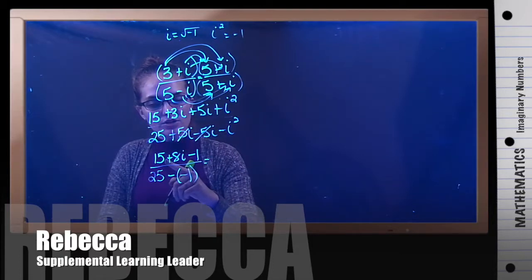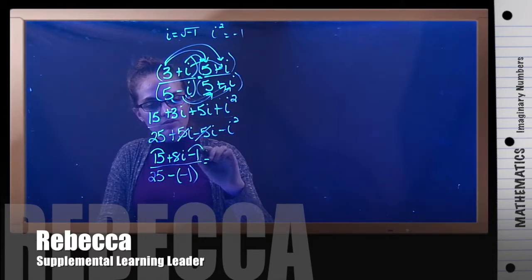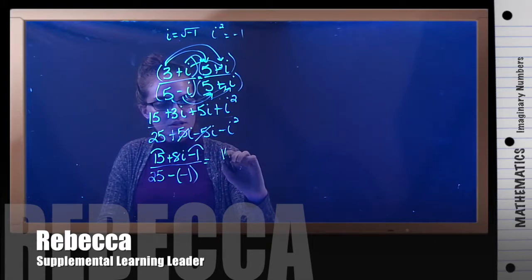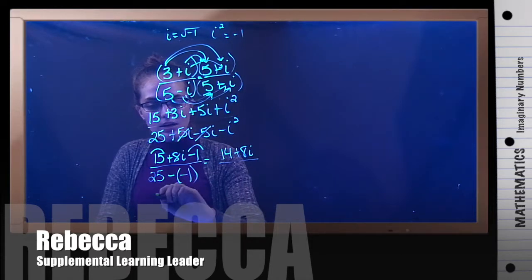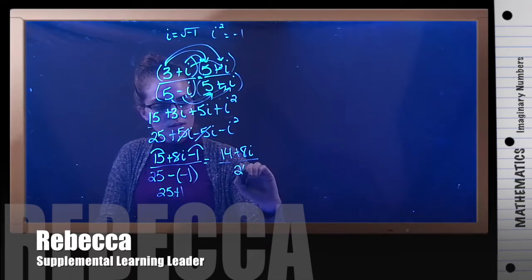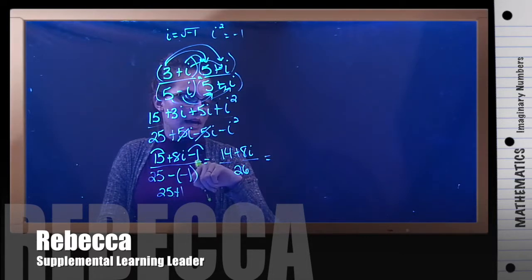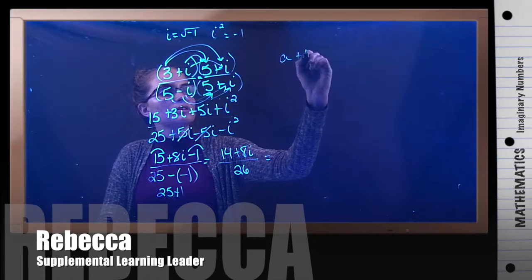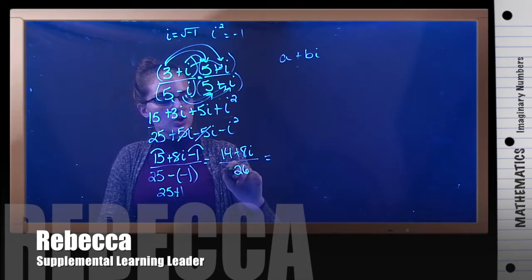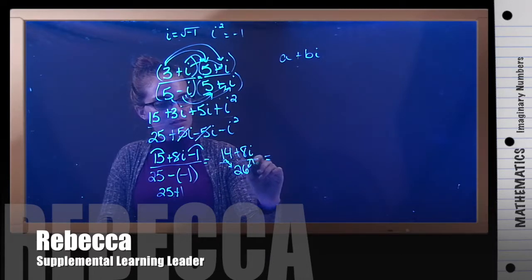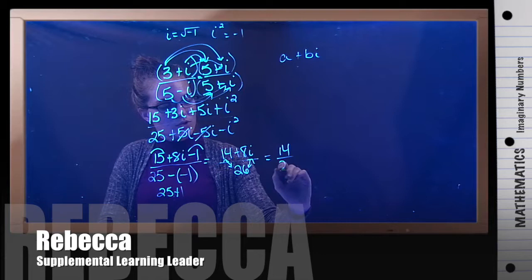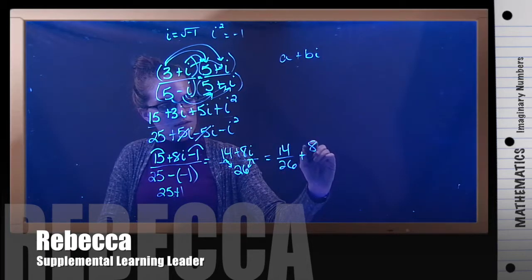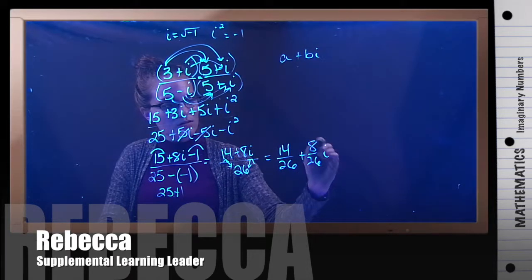Now I'm going to combine the like terms on the top. We have 15 and -1. That will make 14 plus 8i over, here this is 25, and this turns into a +1, so this would be 26. And now we have to put this in a plus bi form. So basically we have to split this 26 and make this into 14 over 26 plus 8 over 26 i.